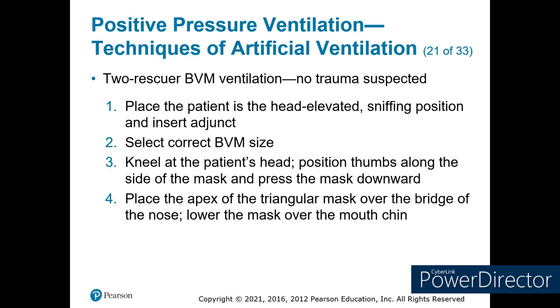So, 2-person with no spinal. Head in this elevated position, pick the right mask, kneel next to the head, 2 thumbs along the side of the mask, the bridge or the triangle over the bridge of the nose, and put the mask on. There's not really a right or wrong as long as you get the nose over the nose and you push down hard. We will practice with our mannequins. You'll get the procedure down fairly good, and then every patient's going to be just a little different, so be willing to adjust as needed.